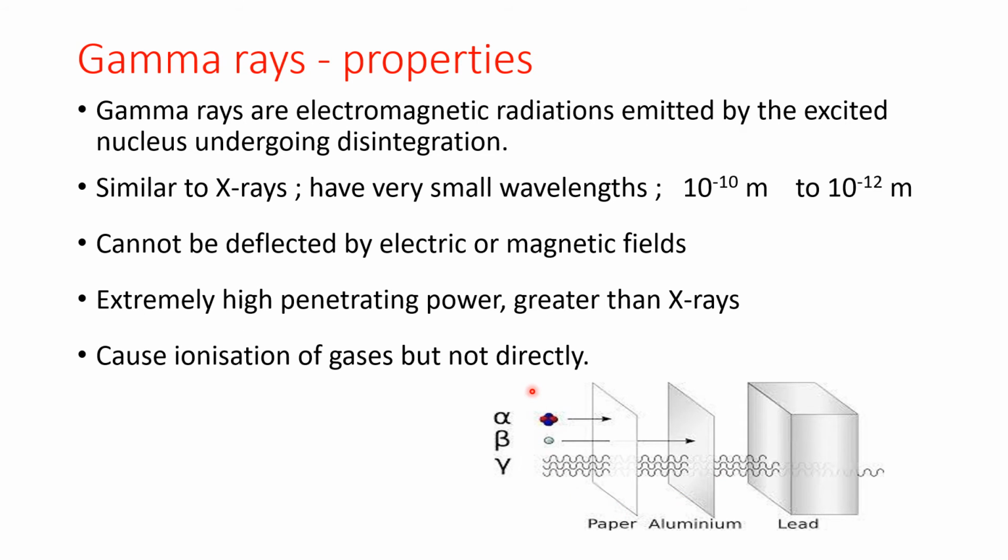The third type of radiation, which is often produced along with an alpha or a beta particle, is called gamma rays. The gamma rays are nothing but electromagnetic radiations which carry enormous amount of energy. They are very much similar to X-rays. Their wavelengths are very small. Now you know very well that wavelength and energy are inversely related. Smaller the wavelength, greater the energy. So gamma rays are extremely high energy radiations.